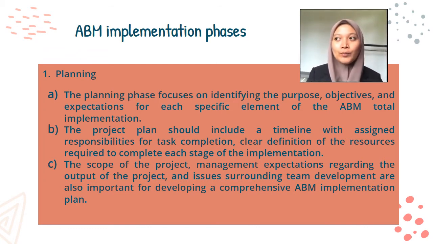So in order to have a comprehensive ABM and to succeed in implementing the ABM system in the organization, the management should set everything with the right time, the right person, and also the right direction. Okay, the scope of the project. Management expectations regarding the output of the project and issues surrounding team development are also important in developing a comprehensive ABM implementation plan. Even though implementation plays a small part of the total time and effort, it has a major impact on its overall success.